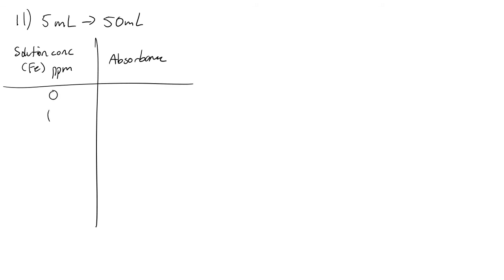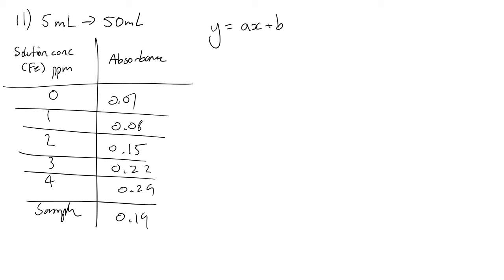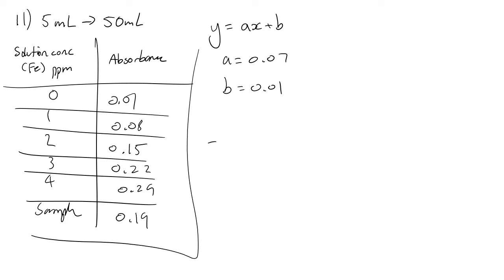We have 0, 1, 2, 3, 4 as the sample. The absorbances are 0.01, 0.08, 0.15, 0.22, 0.29, and 0.19. Now we'll use the calculator method we did before. If I find the A and B values of y equals ax plus b, the A value would be 0.07. I just did this on my calculator. B would be 0.01.